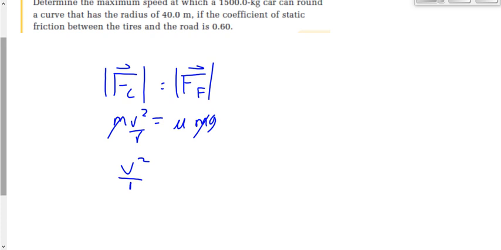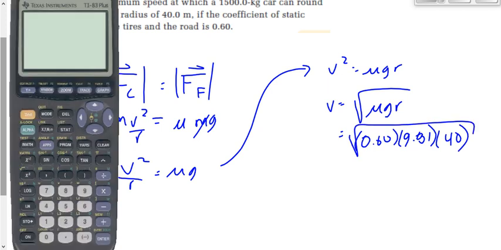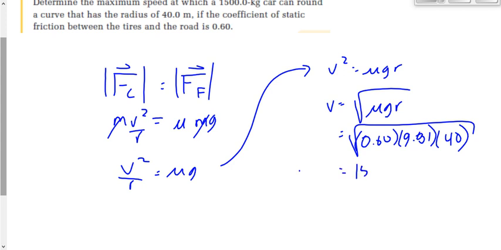Now we're going to solve for speed here. v squared over r is equal to mu times g. We're going to take the r up by multiplying. v squared is equal to mu times g times r, and then v is equal to the square root of mu times g times r. So 0.60 times 9.81 times 40. Let's pull out the calculator to do this one. 0.6 times 9.81 times 40. Let's square root that. And we end up getting 15.3 meters per second, or 15 meters per second.